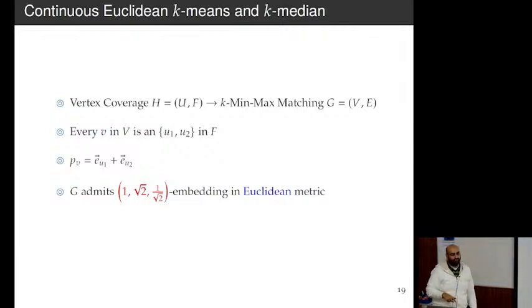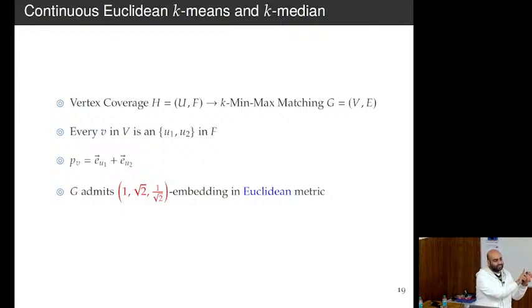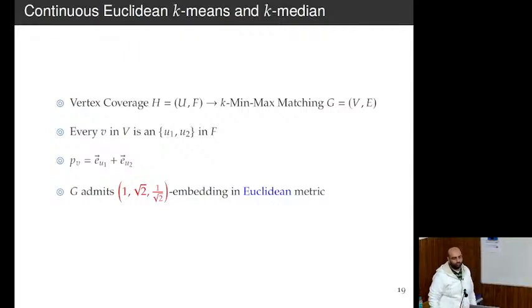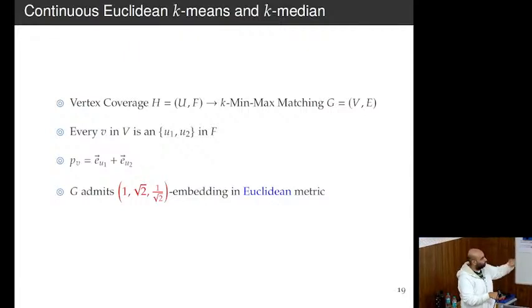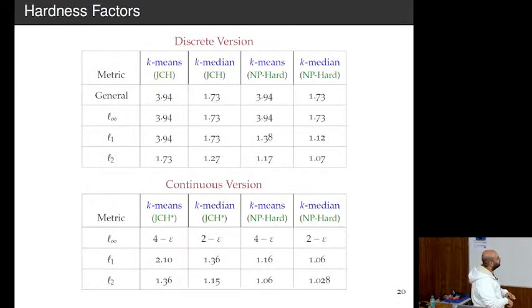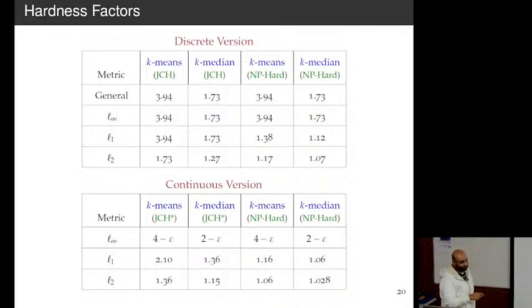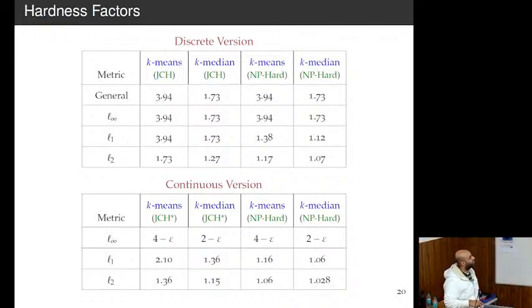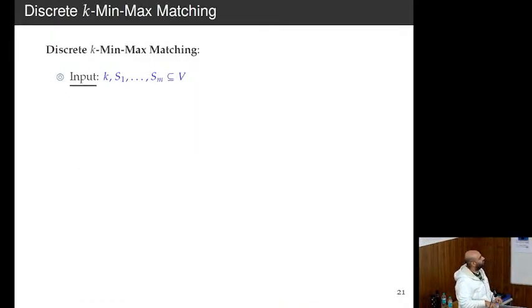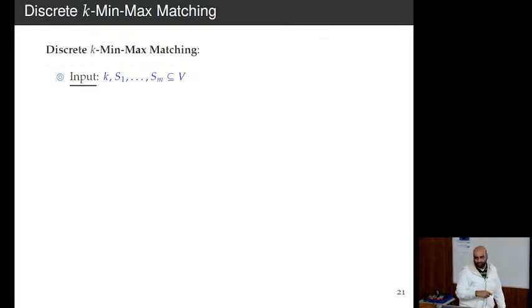The reason is, if you take two edges and they are incident on a common vertex, their distance is square root 2 in the Euclidean metric. And if you take two edges and they are not incident on a common vertex, the distance is at least 2. So it's the most naive embedding you can think of, and it goes through the whole thing. Okay, so let me say a few words about the discrete thing very quickly. So the discrete thing has to do with min-max matching.